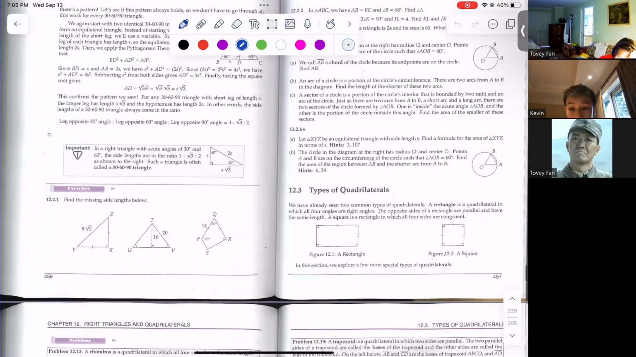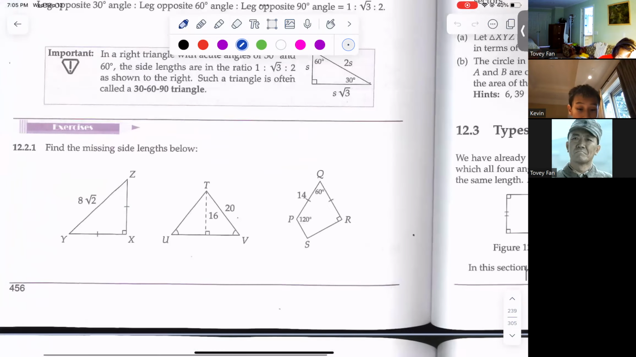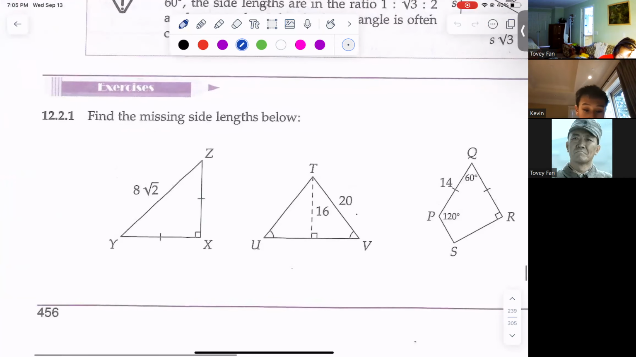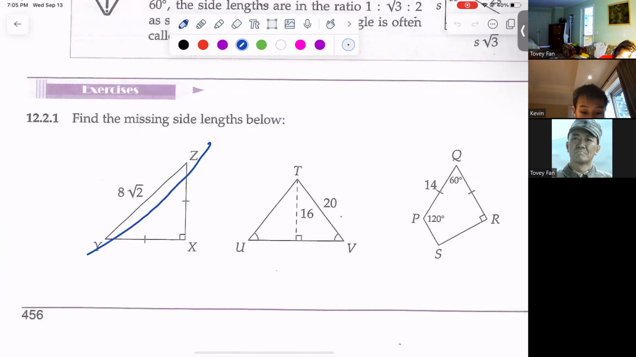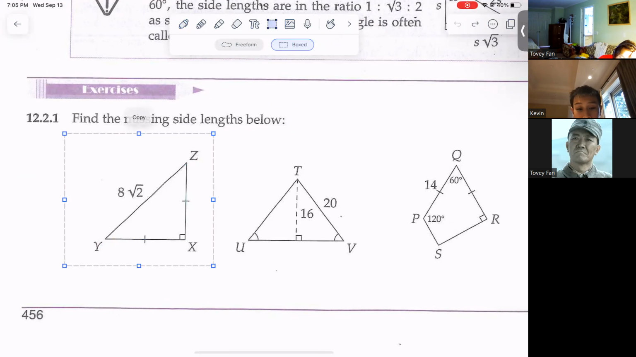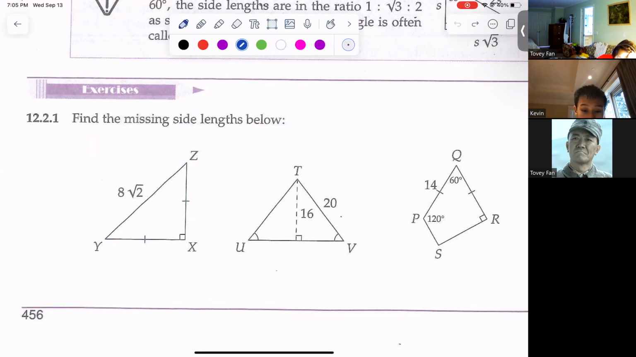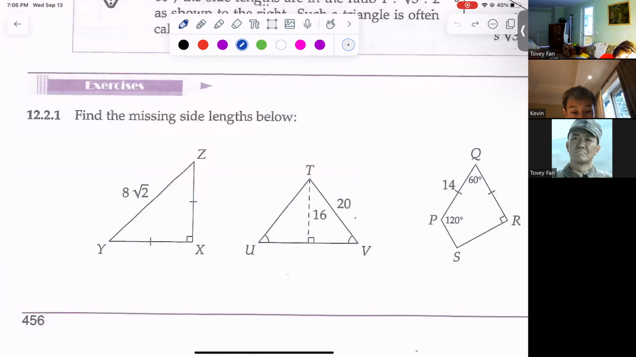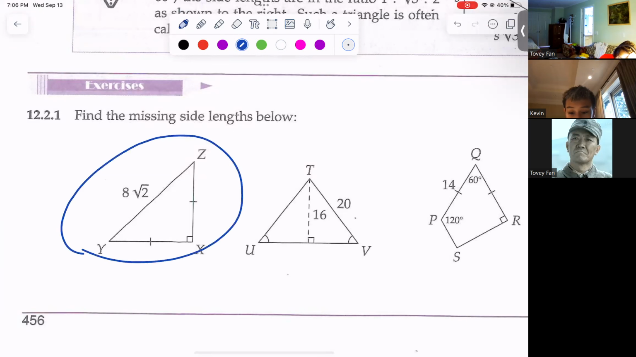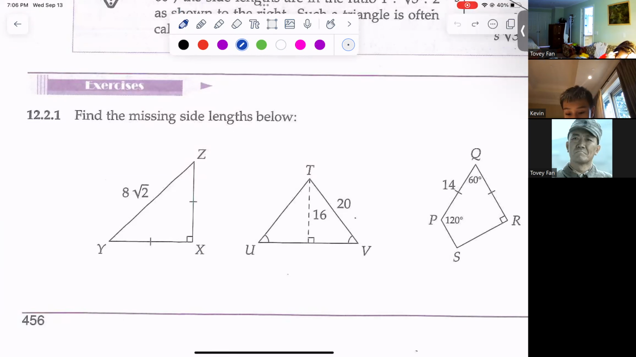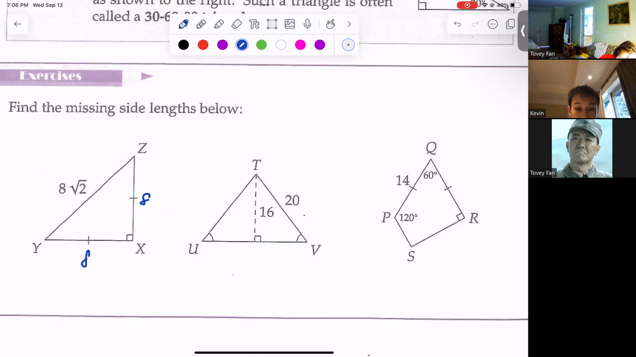Let's just do some exercises then. I think if you are familiar with this, these should be simple. Find the missing side lengths. First diagram should be simple. Yes, 8. Good. Second diagram.